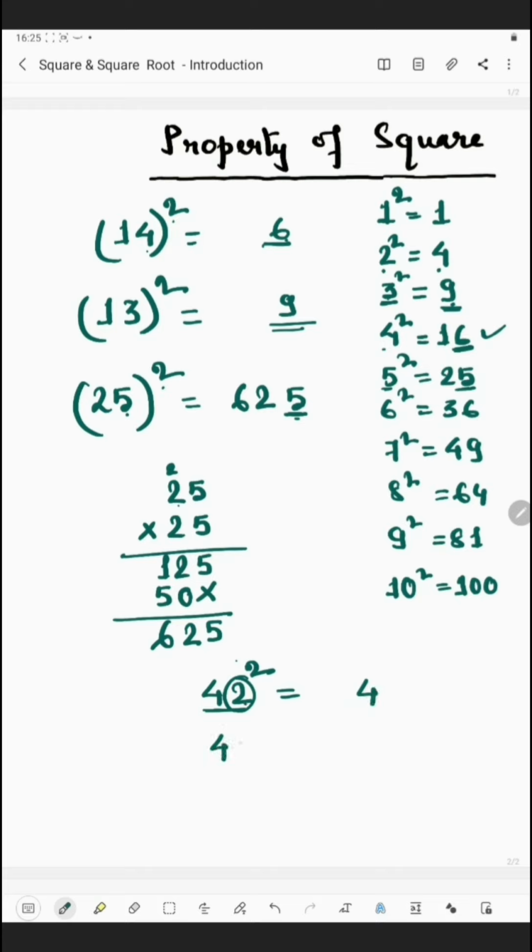Now if I take any number, say 43, and the square of 43, since this number ends with 3, the square of this number will end with 9, because 3 square means 9. If I take the number, say 4321, since this number ends with 1, the square of this number will also end with 1, because 1 square means 1. So in this way, without finding the square of any number, we can easily find the digit at the unit place by using this property of square.